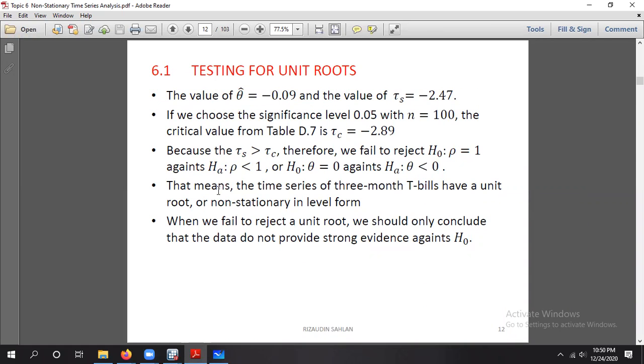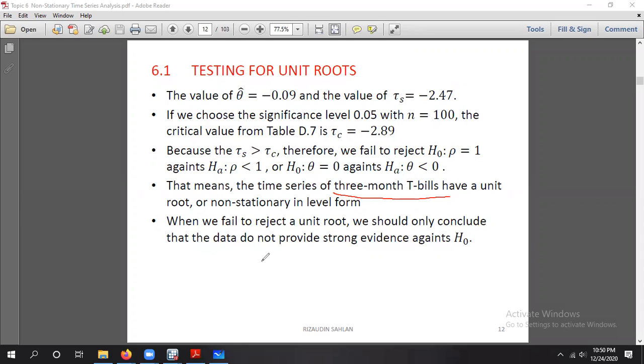So the test means the time series of the 3-month T-bill has a unit root, or is non-stationary in level form. Because the 3-month T-bill data is non-stationary, we cannot use this data, because the mean, the variance, and the covariance are not consistent over time. In other words, this data is not stationary.